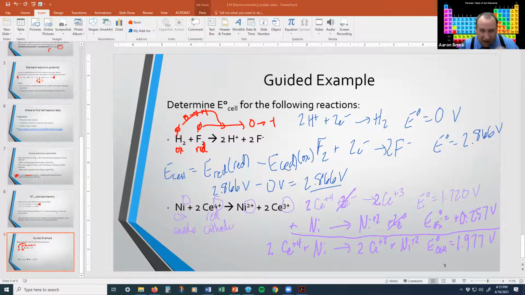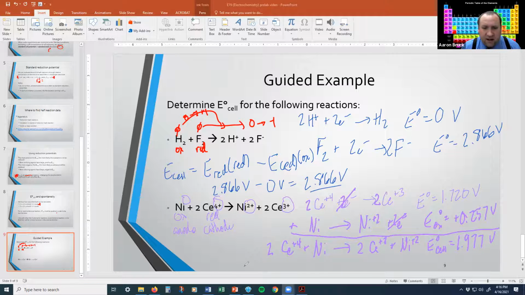So either way that works for you, go ahead and use it. If you can follow the logic of pulling the data from the reduction potentials and making sure you can identify the cathode and the anode, great, go for it. If you need to draw it out like this and see how I ended up at the final answer, that works too. Either way is perfectly fine and acceptable.